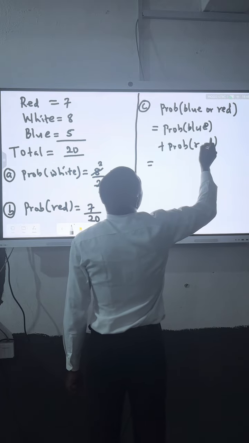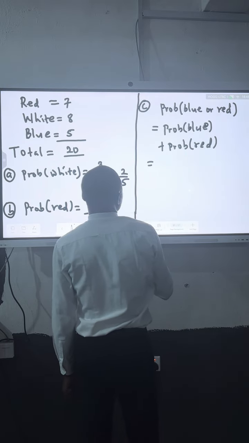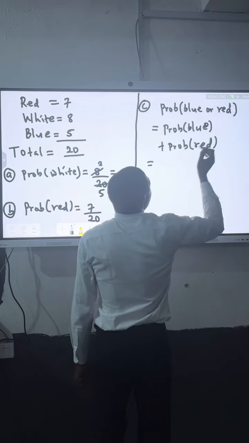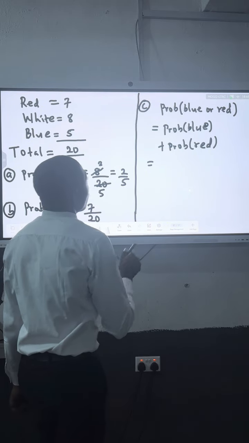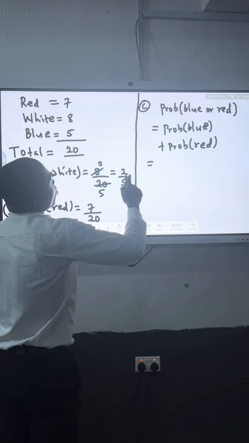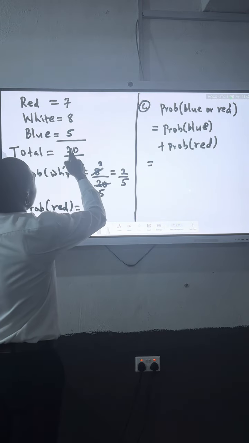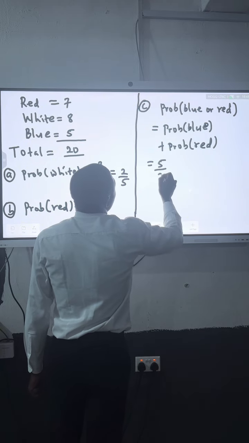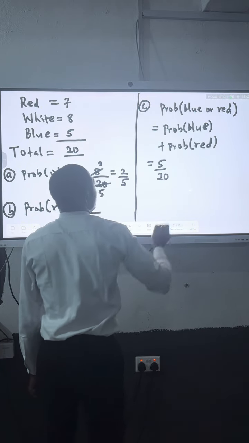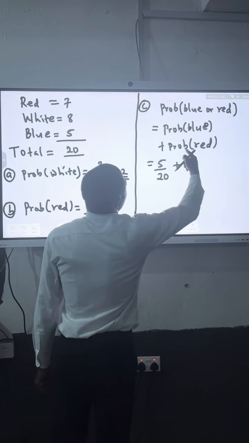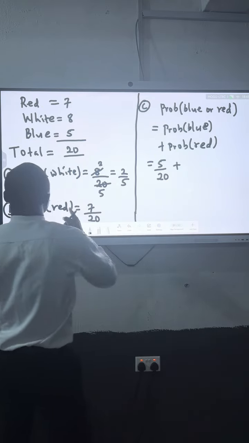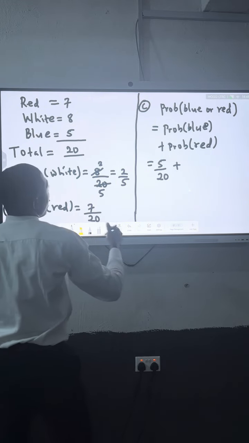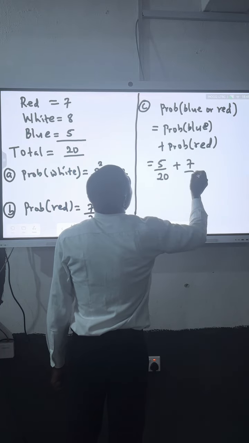All right, so we have this: probability of blue plus probability of red. Let's come back and find the probability of blue. The number of blue balls in the box is 5, so 5 over the total number of balls, 20. Then plus the probability of red, which we have found already. The probability of red is 7 over 20.